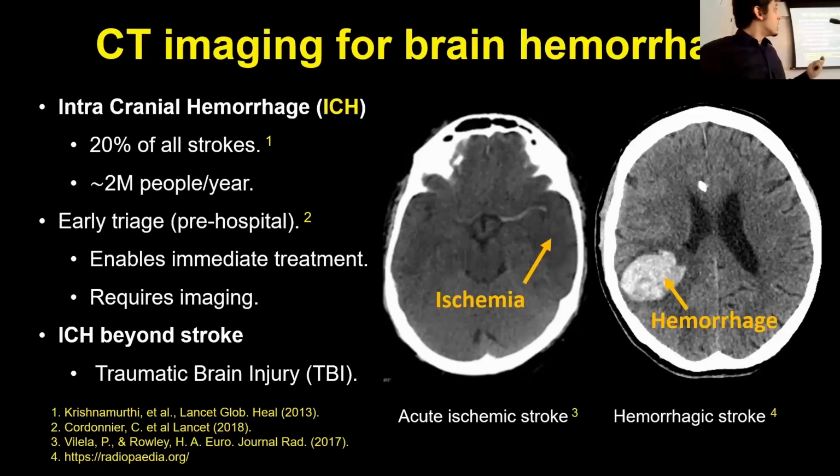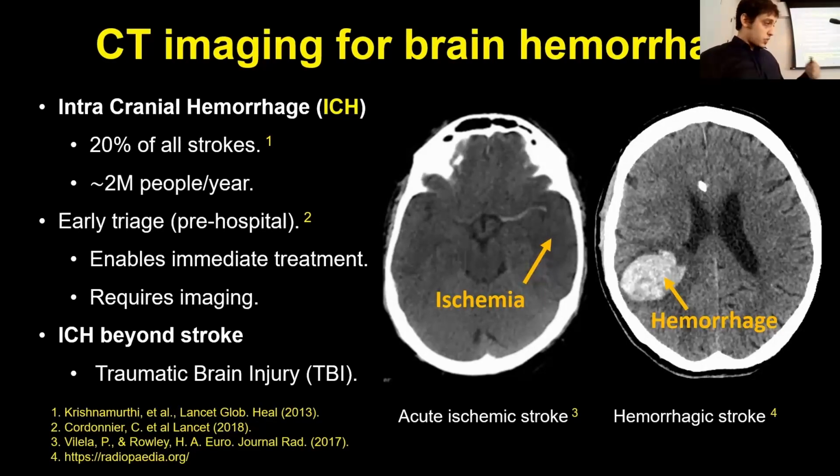For example, in early stages, it's very difficult to see ischemia in CT imaging of an ischemic stroke. This is acute ischemic stroke, which is after 24 hours. Before 24 hours, it's even more difficult to see ischemia. However, you can appreciate hemorrhagic stroke inside the brain. So a good application for CT imaging is differentiating between ischemic and hemorrhagic stroke, whose treatments are completely different. Furthermore, beyond stroke, there are applications for detecting traumatic brain injury occurring with hemorrhage inside the brain.